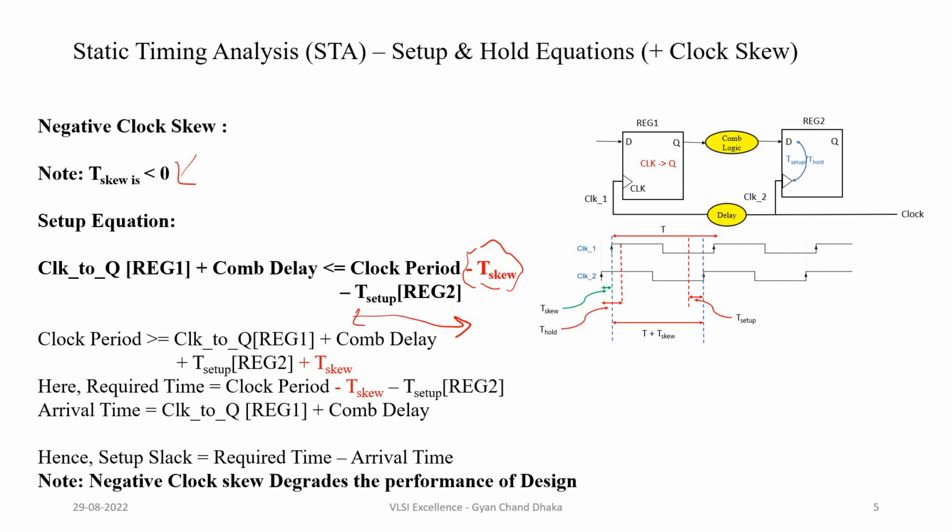So what this equation is saying is that this delay should be less than this clock path delay. So this is the clock path delay. So the data is launched at this clock edge, and now ideally it should be captured at this clock edge minus the setup time.